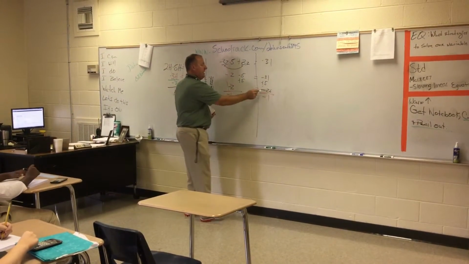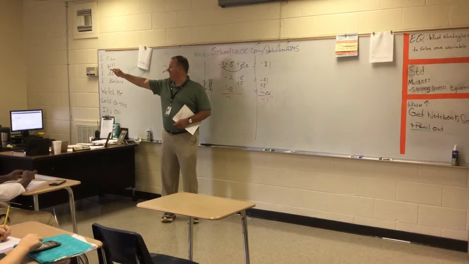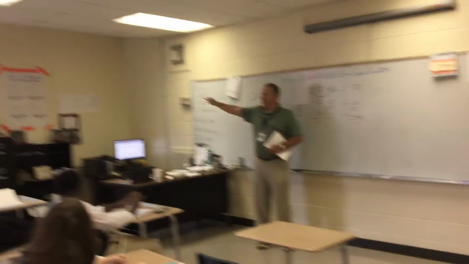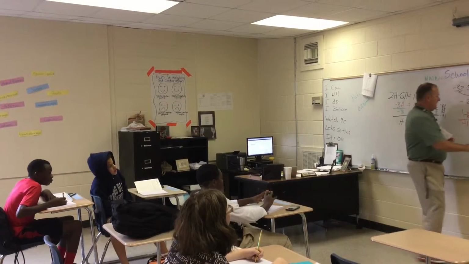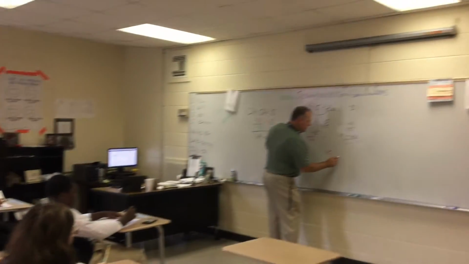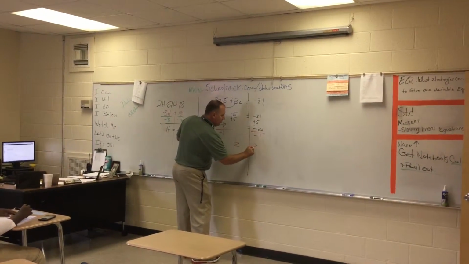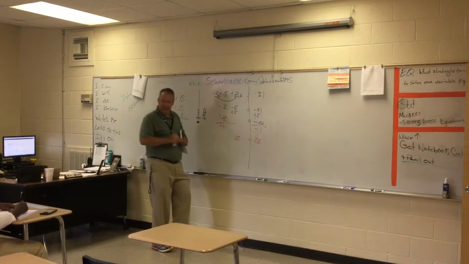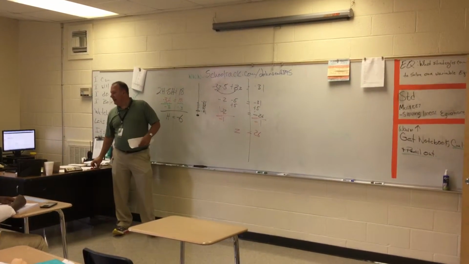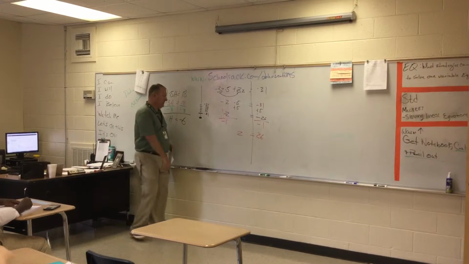What happens when I divide a negative and a negative? What does it say on our chart? Positive. Becomes a positive. So z, yes, you did say it, Chris, equals 26. Okay? Make sure you have that written down in your notebook.